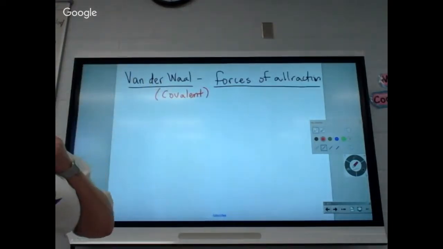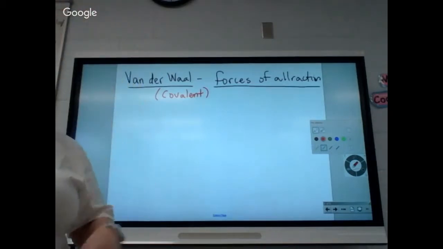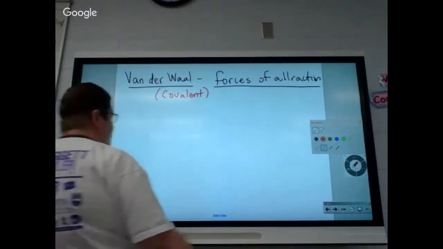Okay? These are forces of attraction. I want you to think of these as magnets. These are not bonds. Okay? These are like stickies. They don't actually form a bond. They stick together, not like a bond.